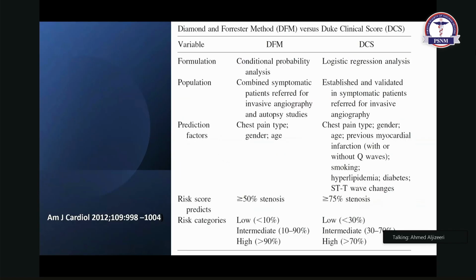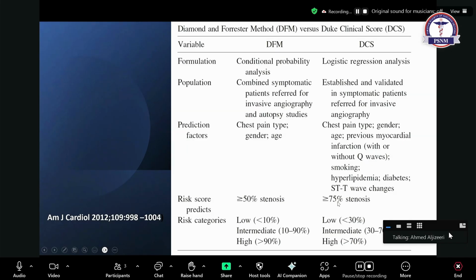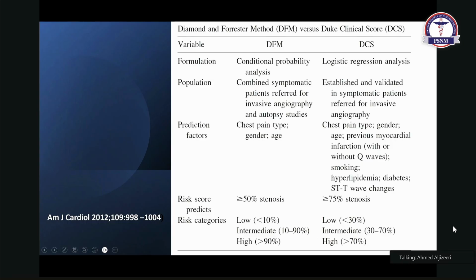The problem with these 2 risk scores is that they are very old and depend mainly on coronary angiography and autopsies, and they have different definitions. The Diamond-Forrester score considers 50% as significant stenosis, while the Duke score considers 75% as significant stenosis. As you can see, there are also different ranges in terms of identifying patients as low risk, intermediate risk, or high risk.